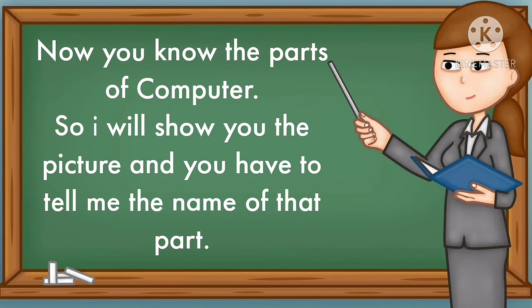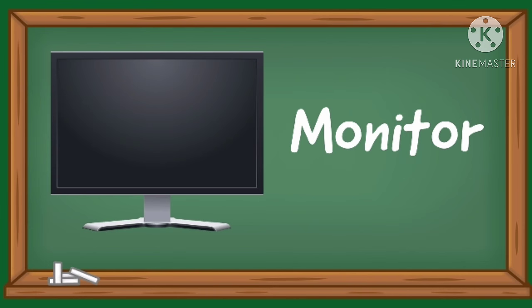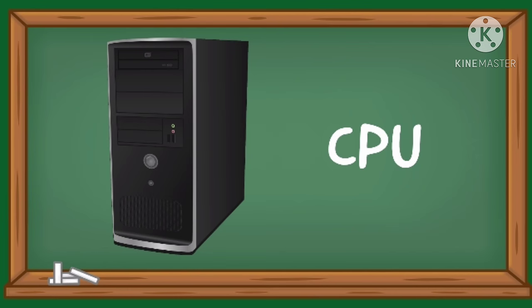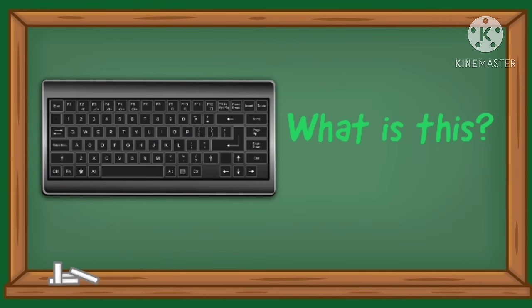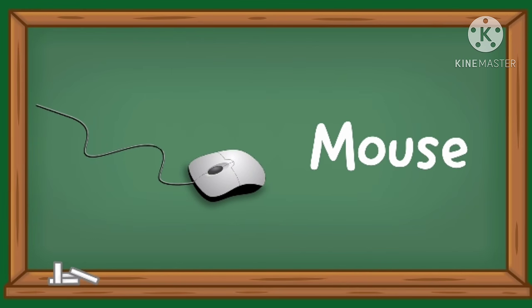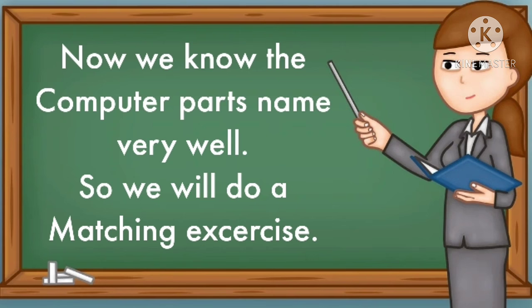Now you know the parts of computer. So I will show you the picture and you have to tell me the name of that part. What is this? Monitor. What is this? CPU. What is this? Keyboard. Good. What is this? Mouse. Right. Now we know the computer parts name very well.